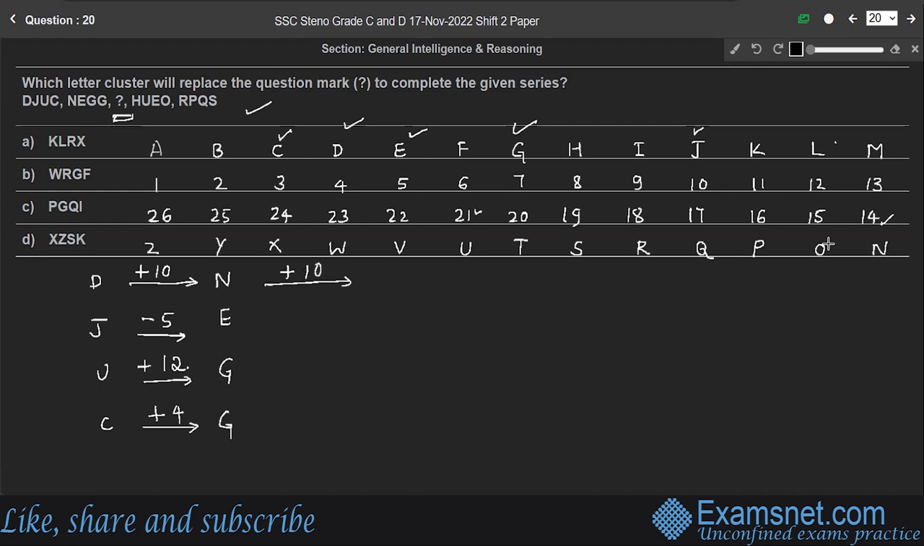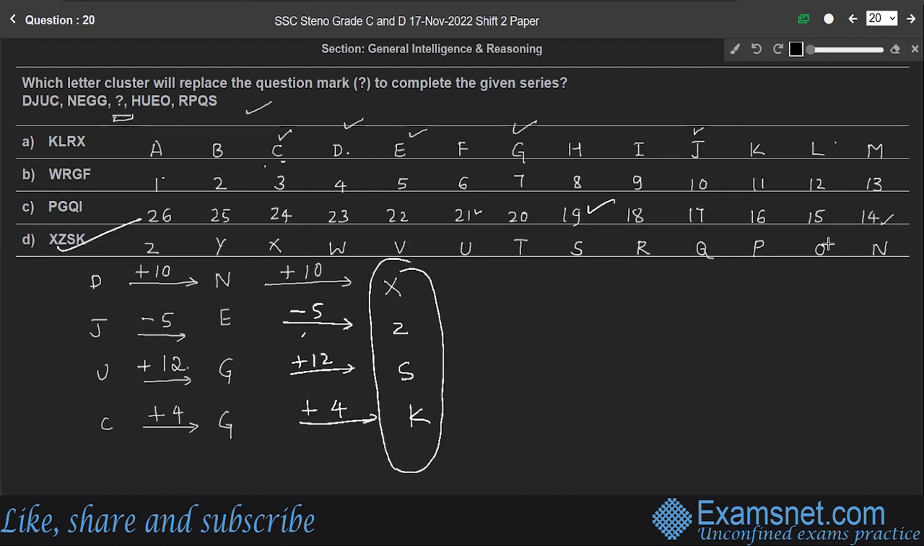N is 14, plus 10 is 24, which is X. Among the four options, option D starts with X, so obviously option D is the right answer. We'll verify the answer by considering the second letter. E minus 5: E is 5, minus 1 is D, minus 2 is C, and so on, minus 5 is Z. So X, Z. Then G plus 12: G is 7, plus 12 is 19, which is S. And G plus 4 is 11, which is K. Therefore, the third letter cluster is XZSK. Option D is the right answer.